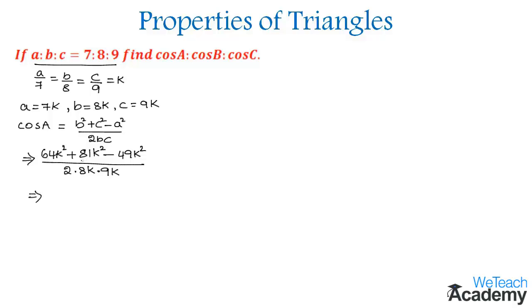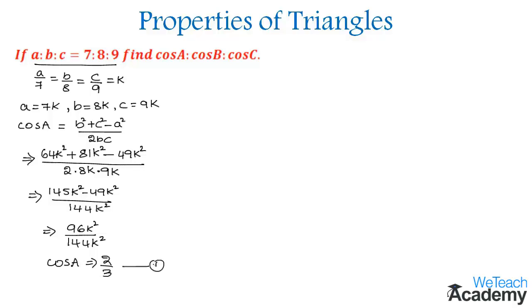By adding we get 145k² minus 49k², divided by, by multiplying, 144k². By subtracting we get 96k² divided by 144k². This fraction in turn becomes 2/3. So 2/3 is the value of cos A. Let us name this equation 1.